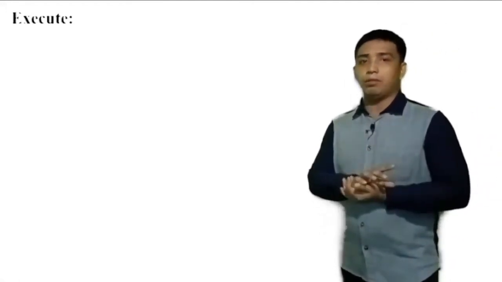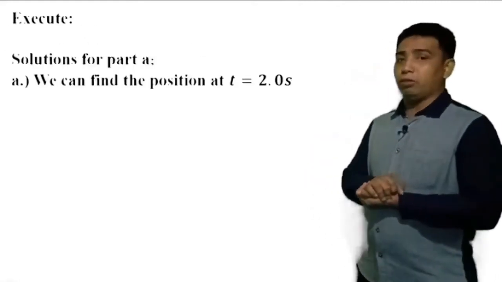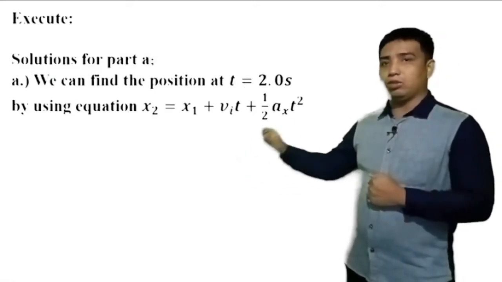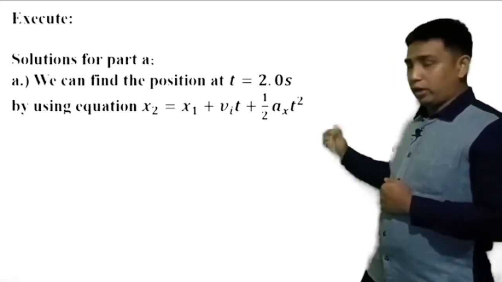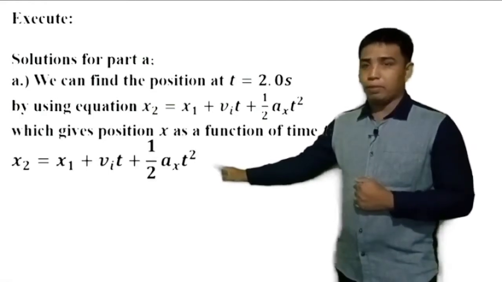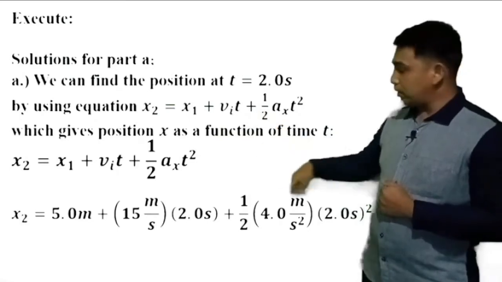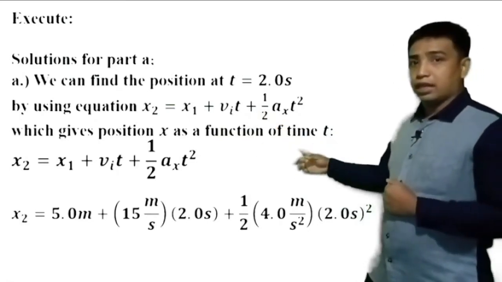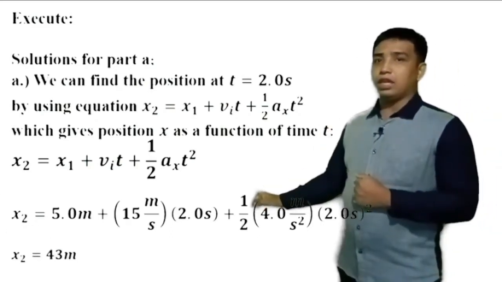All we have to do now is solve part A, which asks us to find the position of the motorcyclist after 2 seconds. We can use the formula x_2 equals x_1 plus v_i times t plus 1/2 a t squared. Once we plug in the values, 5 meters for x_1, 15 meters per second for v_i, time is 2 seconds, and an acceleration of 4 meters per second squared, we will get 43 meters.